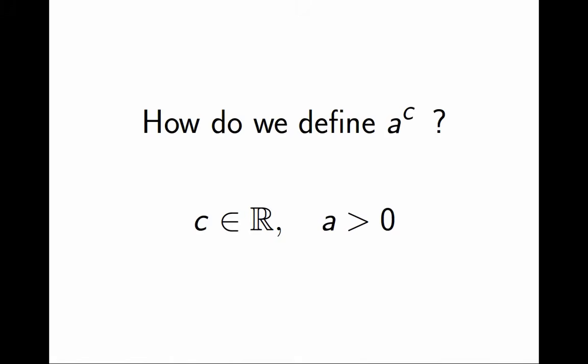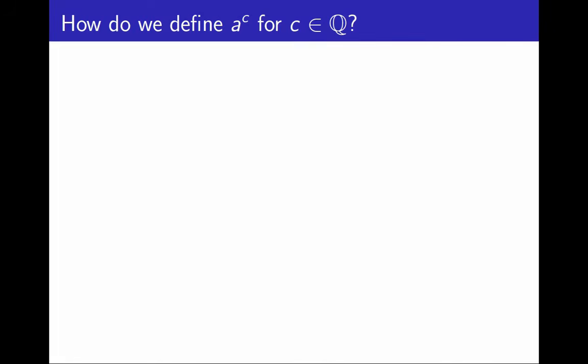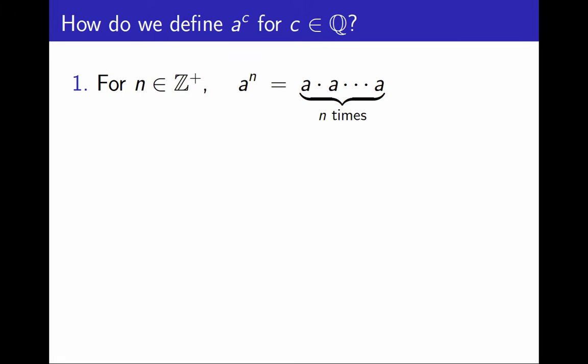Let's start with rational exponents. We can break this into cases. First, the easiest case, the exponent is a positive integer. I am denoting the positive integers as Z plus. When n is a positive integer, a to the n is defined as iterated multiplication. You learned this in grade 1 or 2.